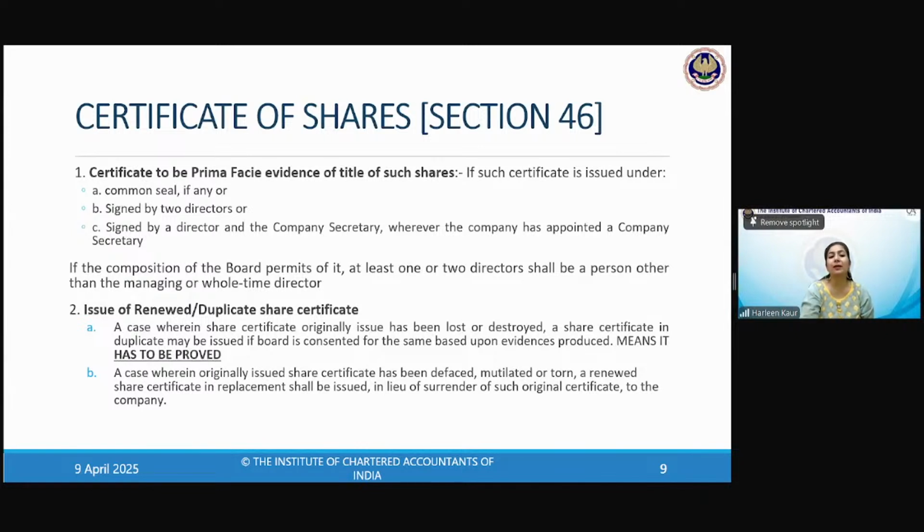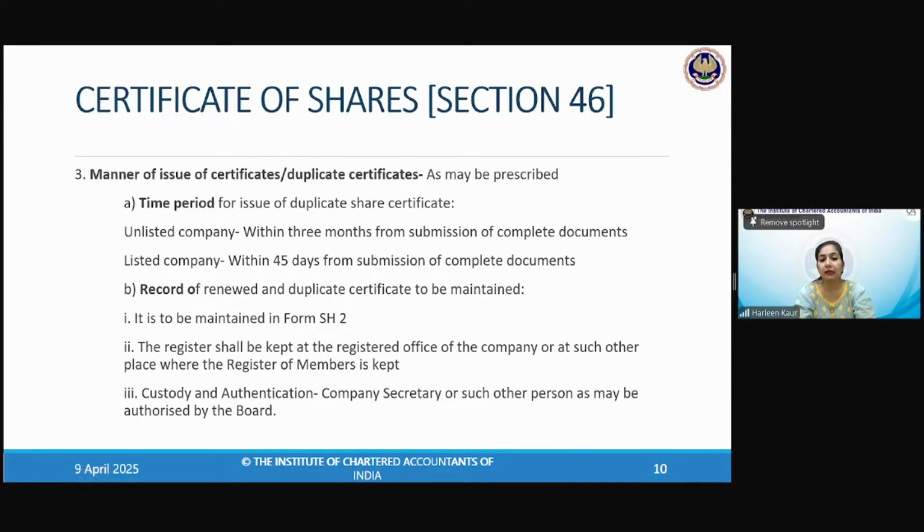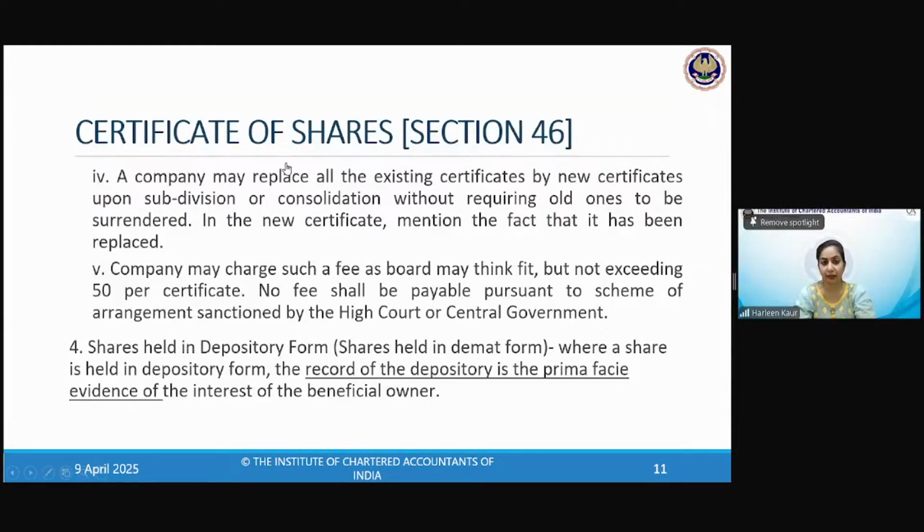So quickly tell me how many people should have signed the share certificate in order to prove it as a prima facie evidence of title of such shares. 2 directors. Common seal, if common seal is not there, 2 directors. Can we have, if the board permits, at least 1 or 2 of the directors who shall be other than MD and whole-time director? Yes, that's true. And if you have appointed CS, then 1 director and CS will be signing it.